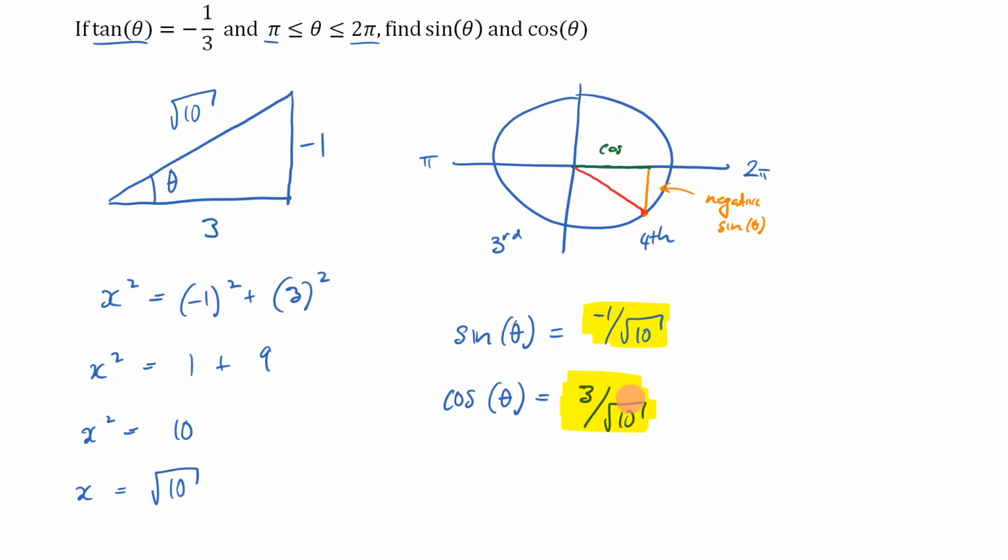Again, what are the things that people mess up here? They mess up their positive or negative. So remember, because you are existing in your 4th quadrant, you know that the sine has to be negative. And again, because you're existing in your 4th quadrant, you know that your cos has to be positive. That's the thing that you need to remember here.